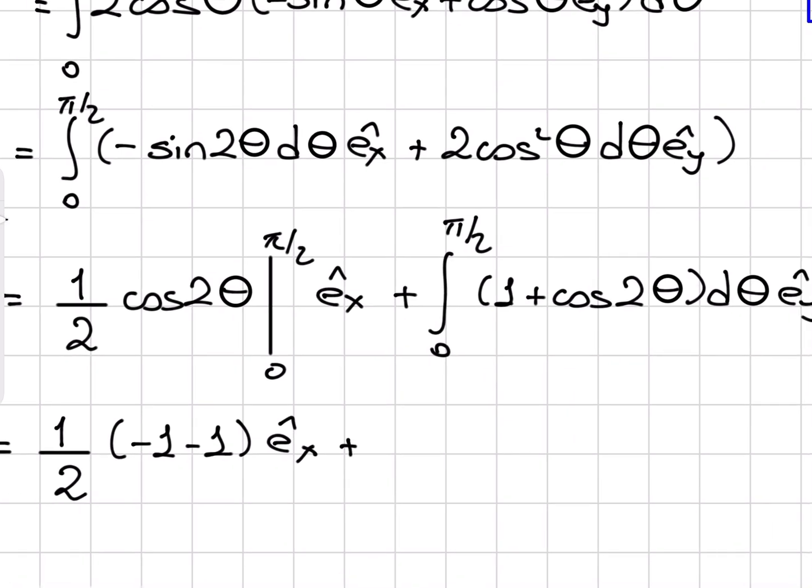The second one gives me integral of d theta, that's theta, and then I have the integral of cosine 2 theta d theta, that's 1 over 2 sine 2 theta.